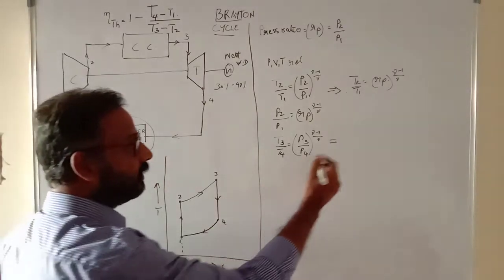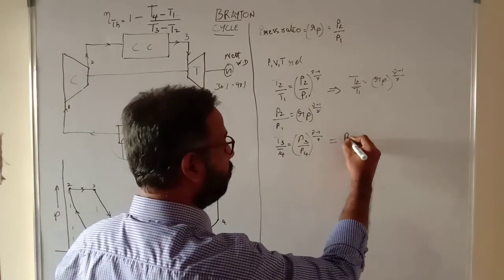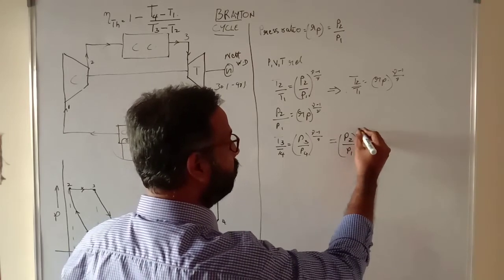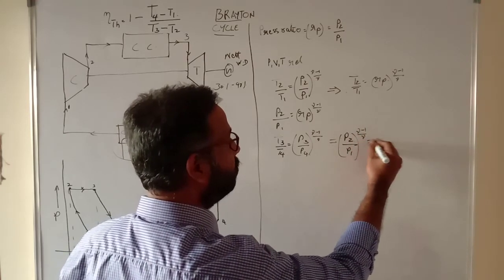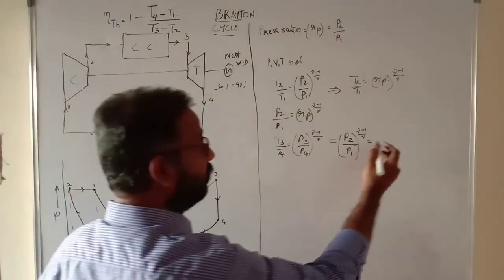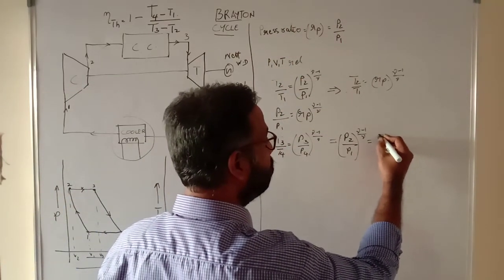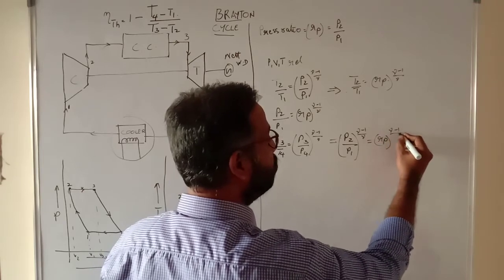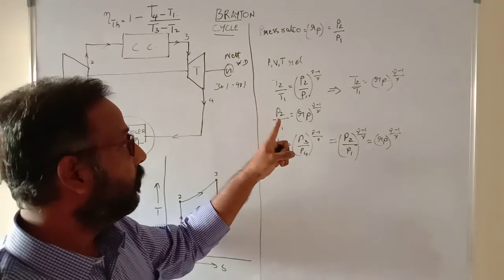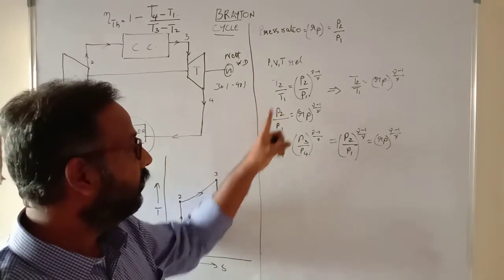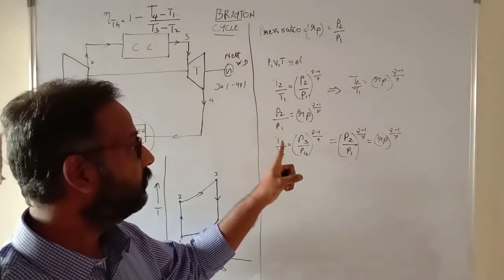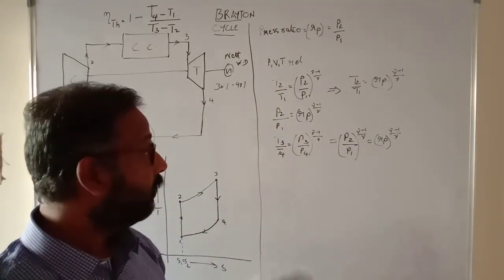So substituting this, I can write this again as (P2 by P1) whole raised to (gamma minus 1) by gamma. P2 by P1 is nothing but the pressure ratio, so this can also be written in terms of pressure ratio. So you can see that T2 by T1 is actually equal to T3 by T4.